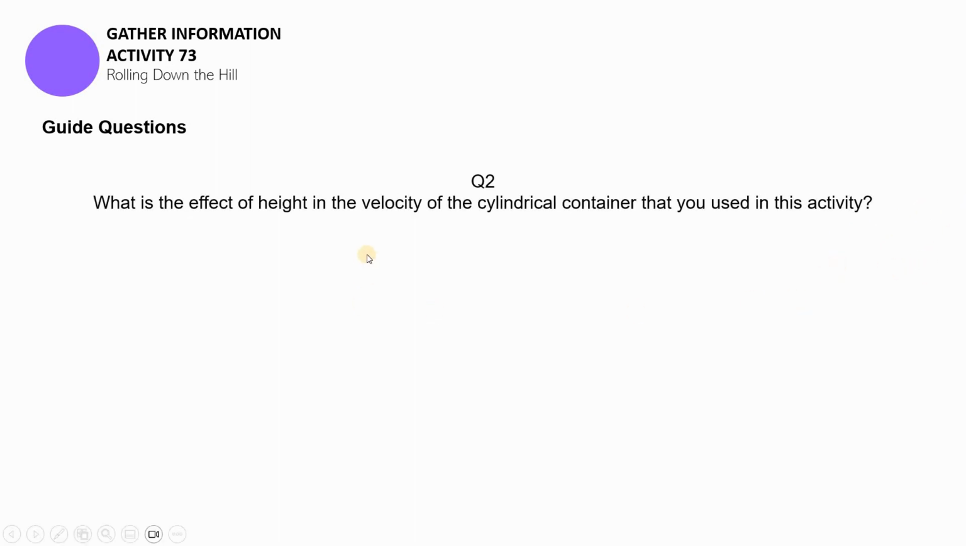For question number 2, what is the effect of height on the velocity of the cylindrical container that you used in this activity? Notice that the highest point in the activity was point A, and the lowest point was point D. Pause this video if you need more time. If you're through, let us proceed with the answers to these guide questions.